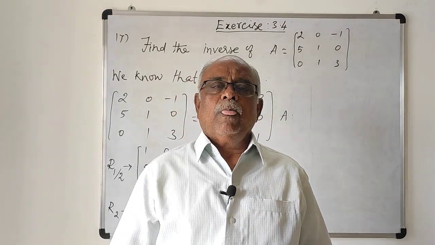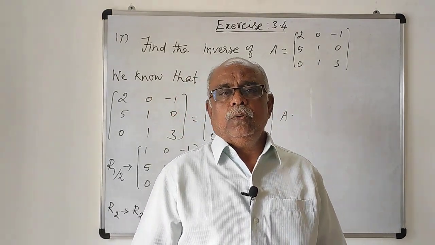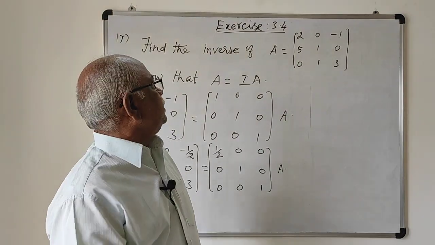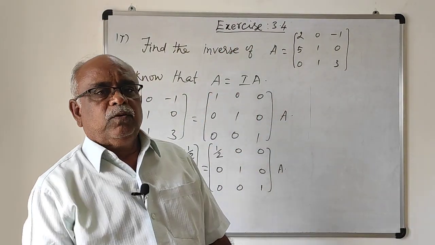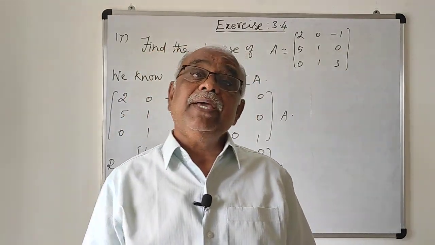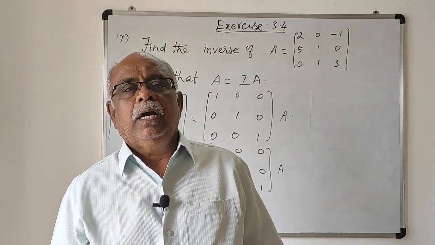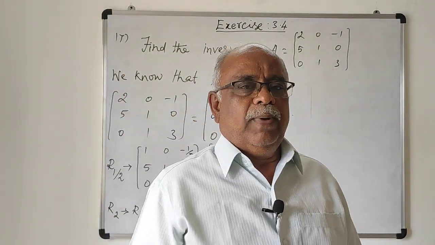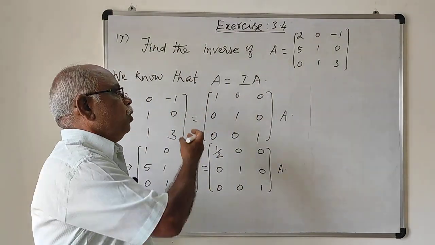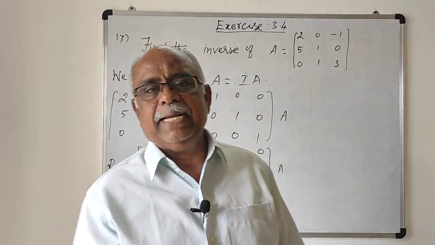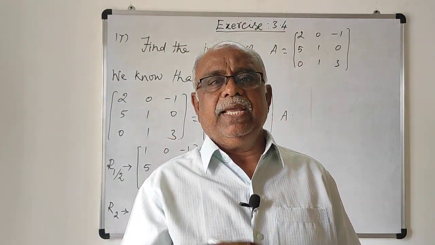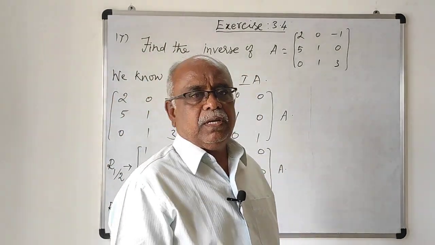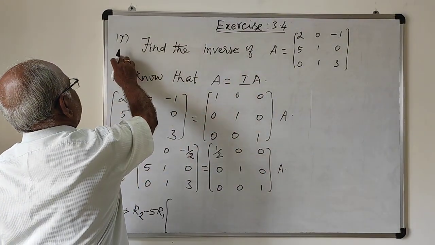My dear students, in the previous video, I solved one problem in exercise 3.4, that is finding the inverse of a given 3 by 3 matrix using the elementary row operations or column operations. By the same method, in this video also, I am going to find the inverse of a 3 by 3 matrix using the elementary operations. We consider problem number 17.